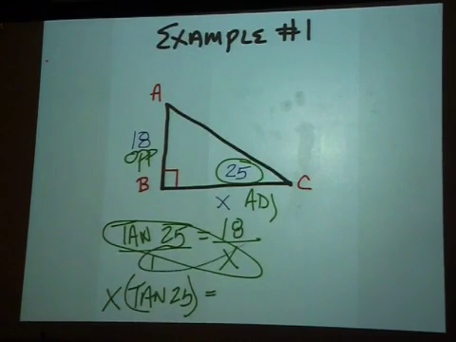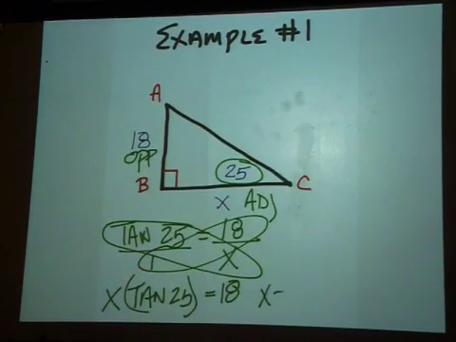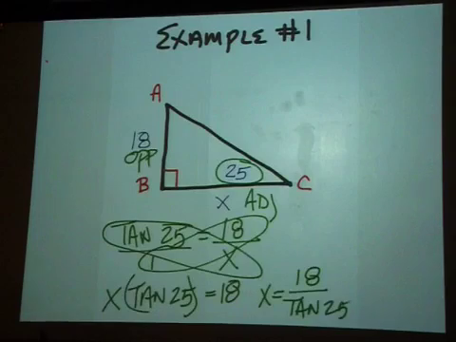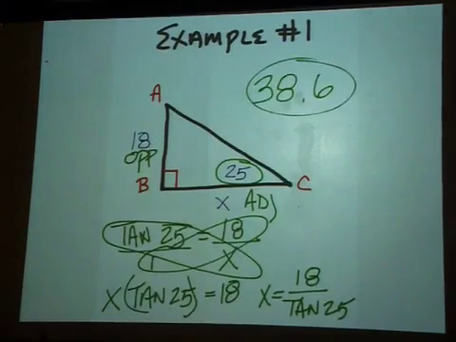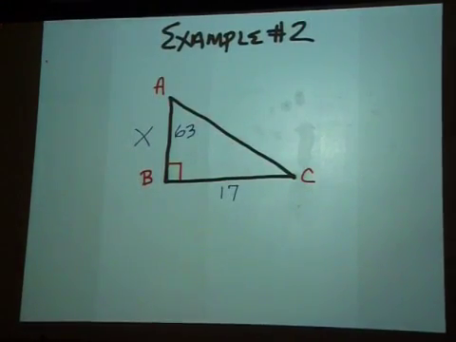equals 18 times 1, which is 18. So to come up with the answer, you have to do 18 divided by tangent 25. So in your calculator, hit 18 and then divided by tangent 25. And you should come back with an answer of 38.6.